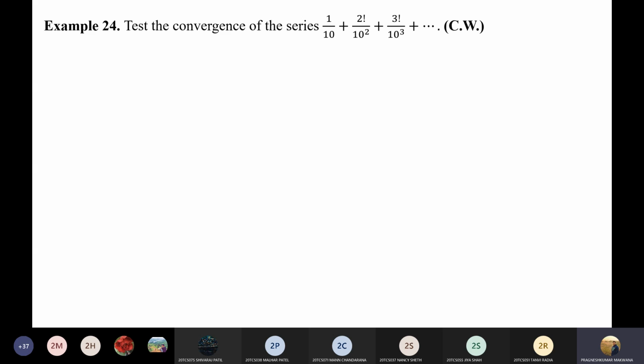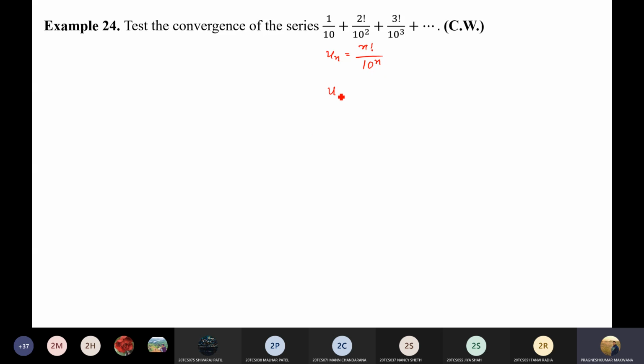Now, next example. Test the convergence of the series 1 upon 10 plus 2 factorial upon 10 square plus 3 factorial upon 10 raised to cube, and so on. First of all, write down the n-th term of this series. So what is the n-th term? n factorial upon 10 raised to power n.